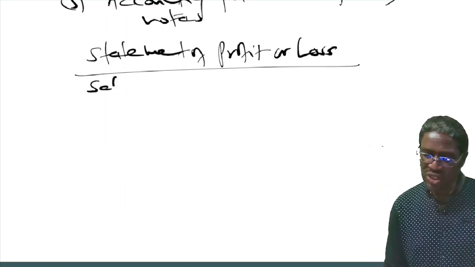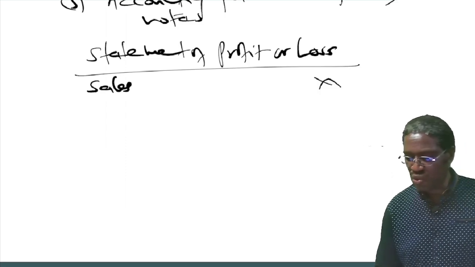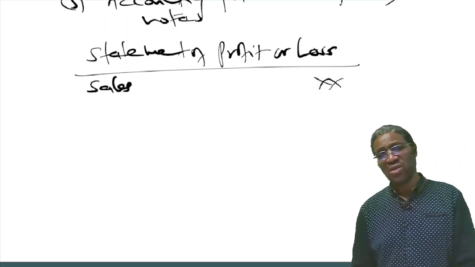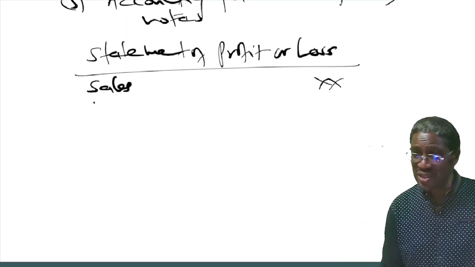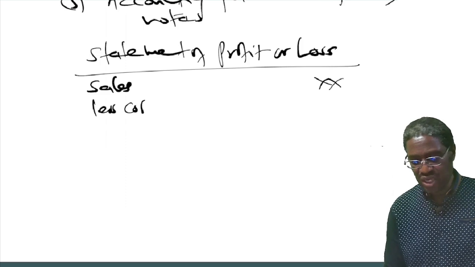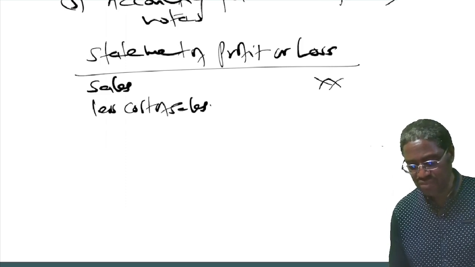Obviously, you used to start with the sales. You have to quote whatever the sales for the company were. Then from there, you normally come and say less cost of sales. You less cost of sales. Now listen.